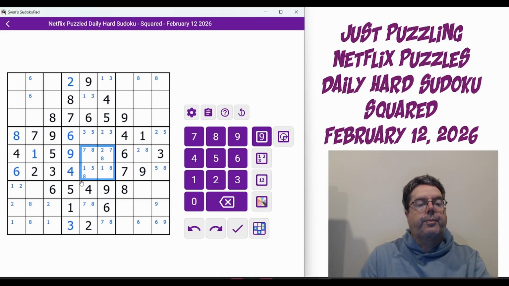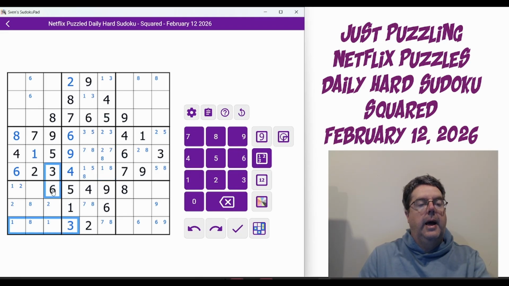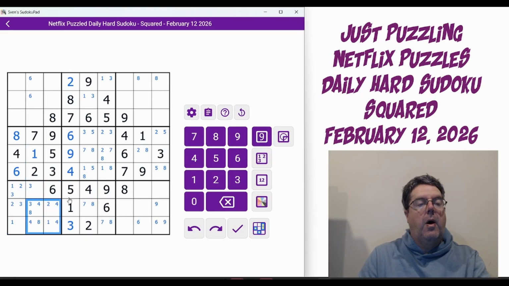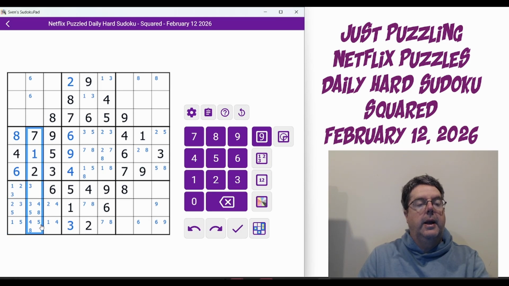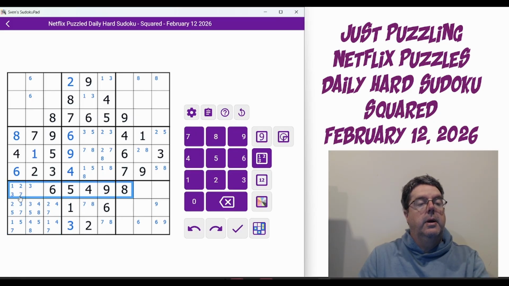3 comes across here and down here, so 3 is one of these. 4 comes down here and across here, so let's make these 4 potentially 4. 5 comes across here and down here, so 5 is one of these. 6 is done. 7 comes down here, so 7 can be one of these. 8 can't be here. This is interesting. 8 can't be here and 8 can't be here, so I've already done that. And 9 comes across here and down here, so 9 is one of these.